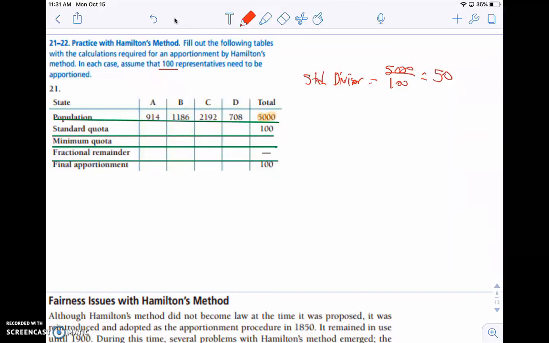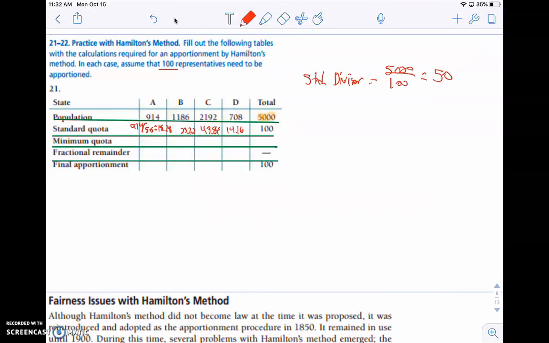So to find the standard quota for A, I'm going to have to really squeeze this in here, but you take 914 divided by 50, and you get about 18.28. And you're going to do that for all of these. So you're going to find the standard quota. So then 1186 divided by 50, 23.72. 2192 divided by 50, 43.84. And then 708 divided by 50 is 14.16.